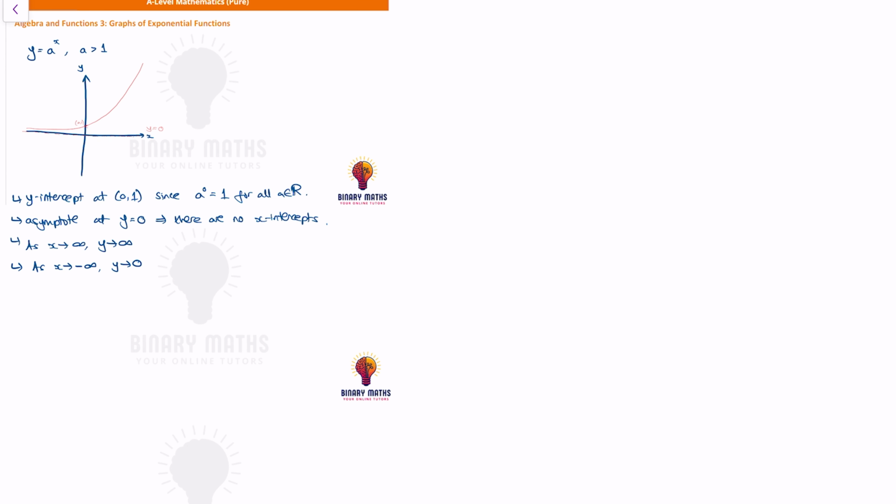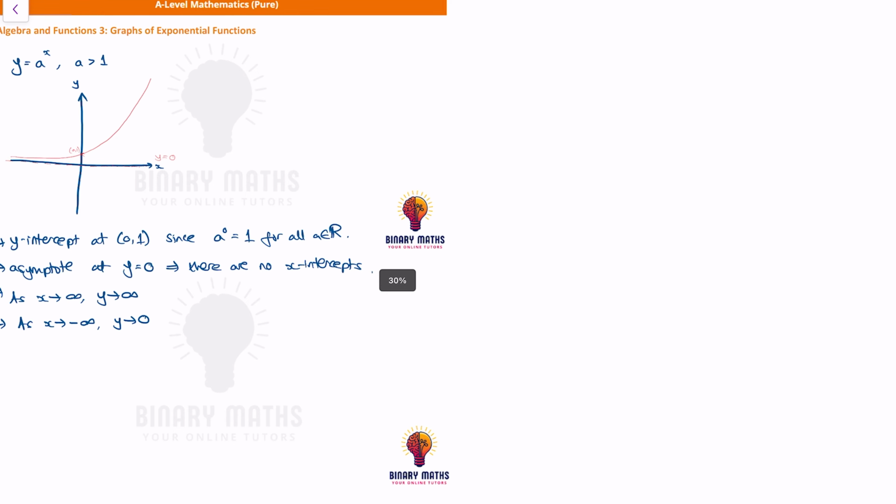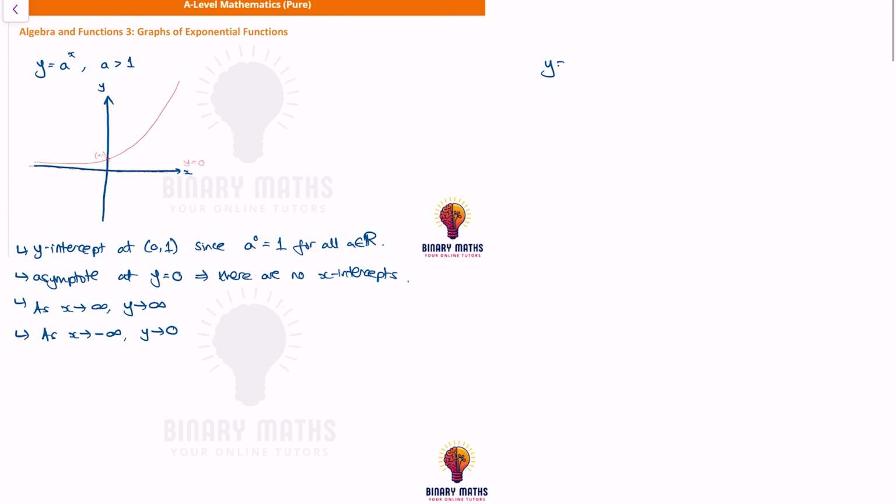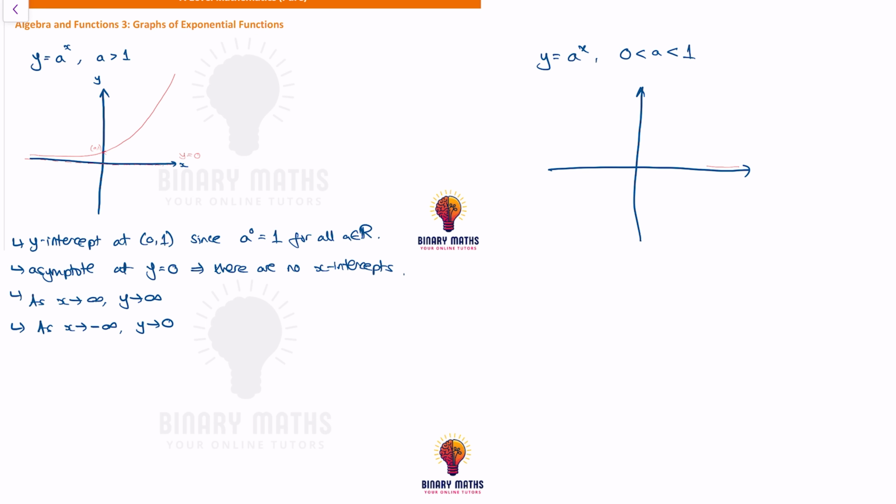Okay, now obviously there's a second case. So I draw that here. y is equal to a to the power of x when a lies between 0 and 1. So when a lies between 0 and 1, you get a very similar graph, but it's reflected. So it starts off getting closer and closer to 0 on this part, and then steep here. So again, it does go through (0, 1), and there is an asymptote at y equals 0.